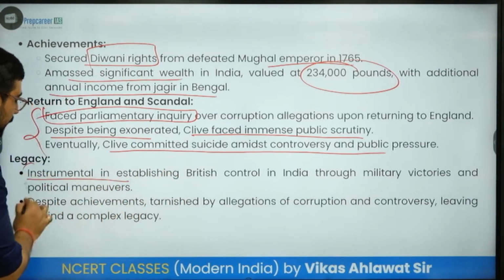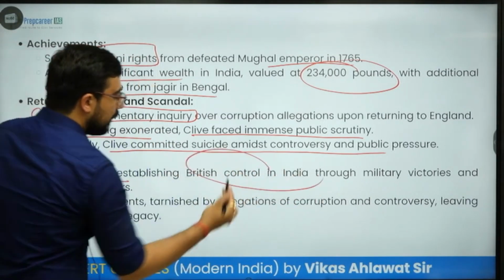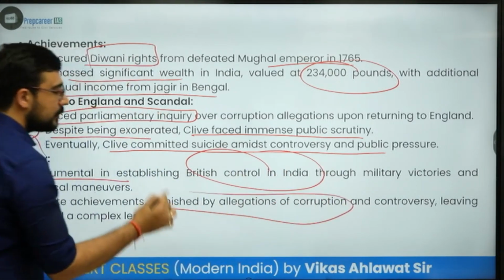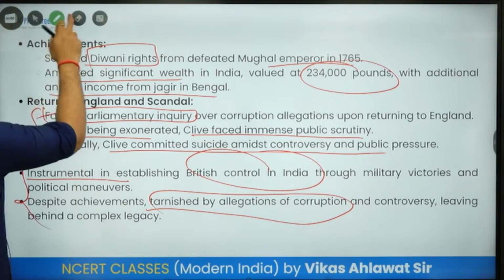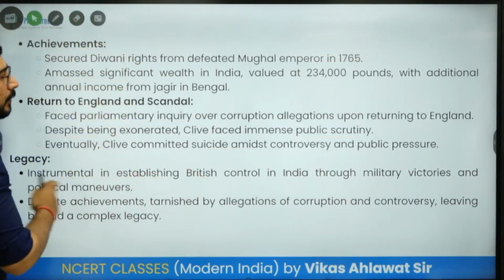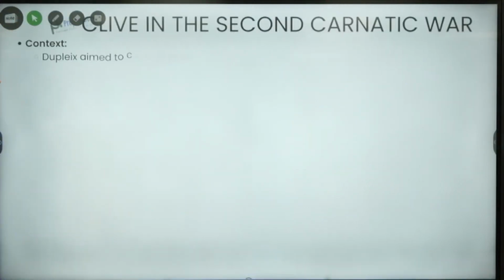But he was instrumental in creating British control in India, and later on his image got tarnished by allegations of corruption. That is something which we have to remember about him. Let us come back to what we were doing, because in between we needed to know a little about his profile.